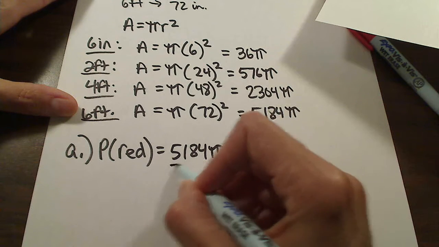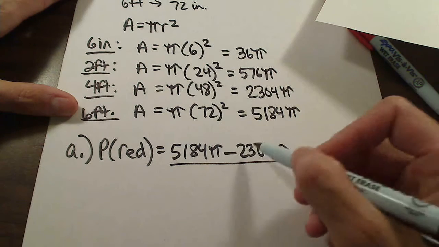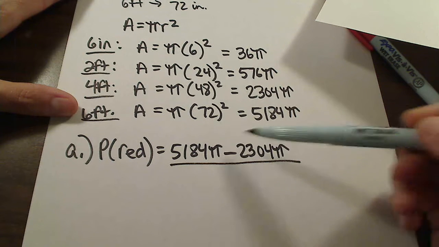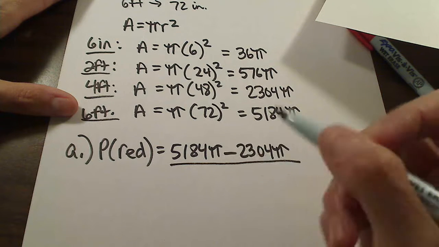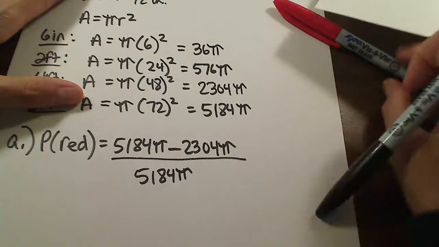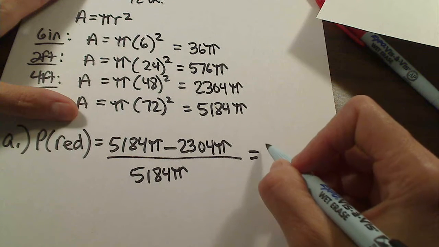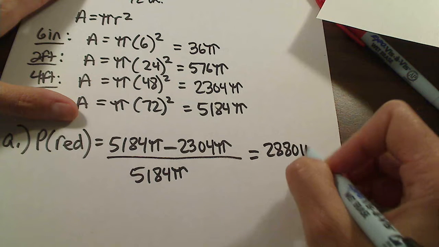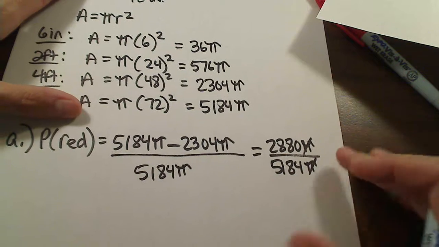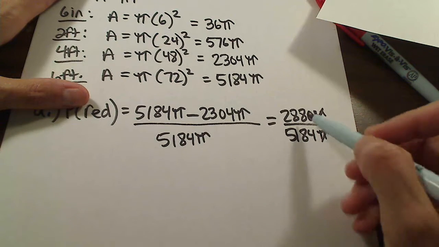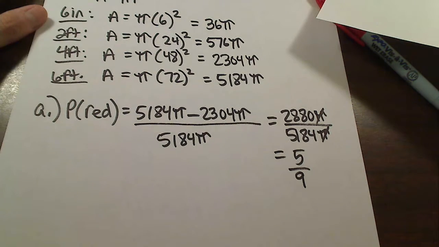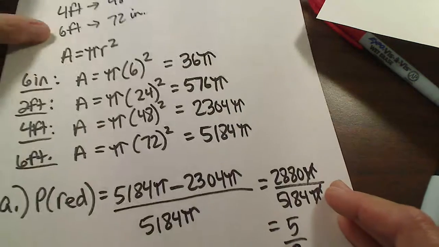That's the desired. Remember, probability is always a fraction, desired over total. And so that's our desired, and we'll calculate that in a second. The total is just our 5184, the total area for the circle there. When you do that subtraction on top, you get 2880 pi over 5184 pi, and the pi's are going to cancel. If you reduce this fraction, it reduces down to 5/9. So that's the probability of the red.